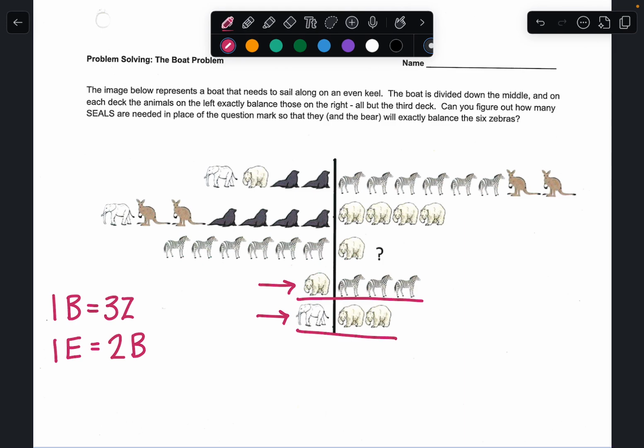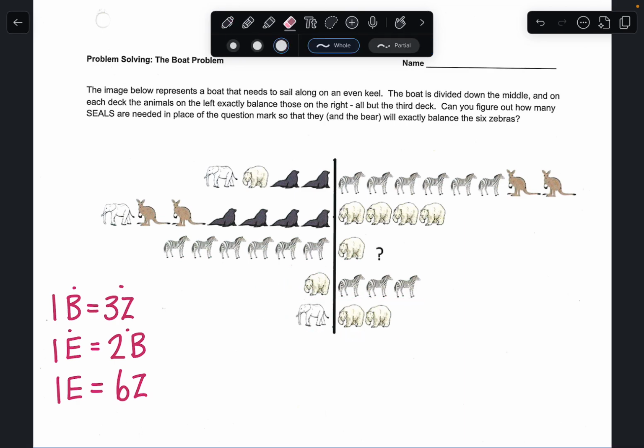So then, as we're converting these animals into other animals, I know that sounds funny, we can say that because those two things are true, one elephant is the same as 6 zebras. If an elephant is 2 bears and a bear is 3 zebras, then one elephant has to equal 6 zebras. That's the information we took out of both this one and this one.